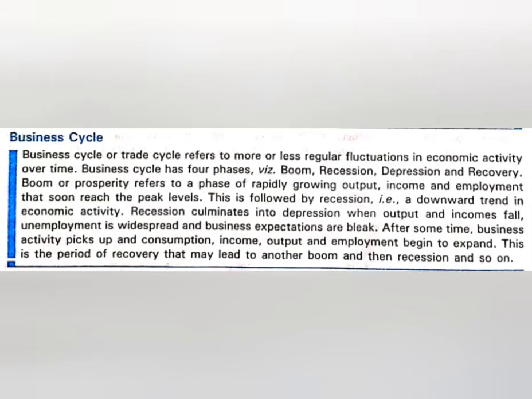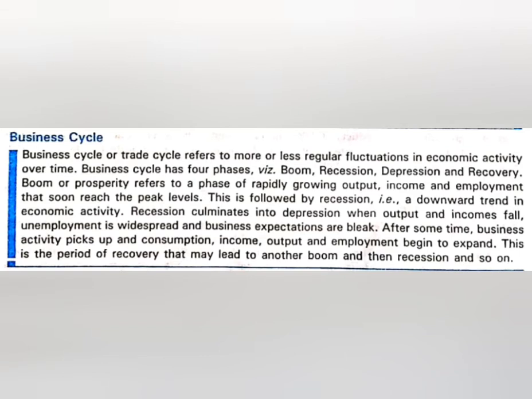So here it has been explained that the business or trade cycle tells you about the more or less regular fluctuations in the economy. The economic activities face problems, and as we have discussed, boom, recession, depression, and recovery are the four stages. And mostly the government takes actions during such situations in order to handle all these problems.